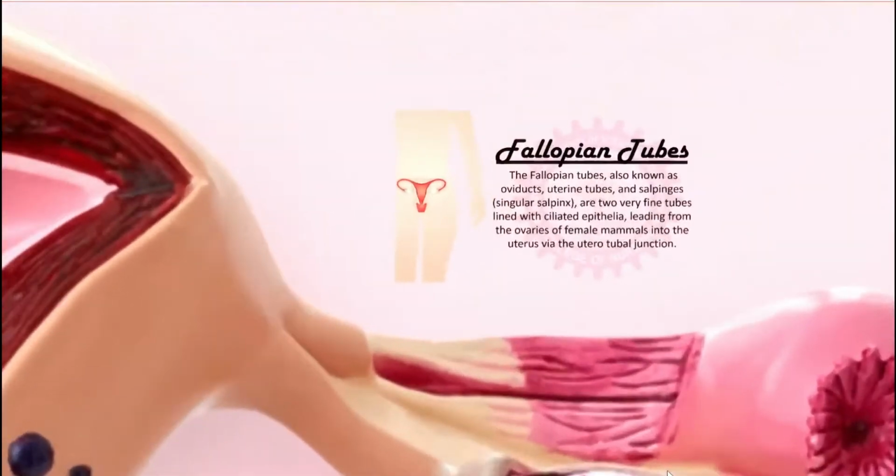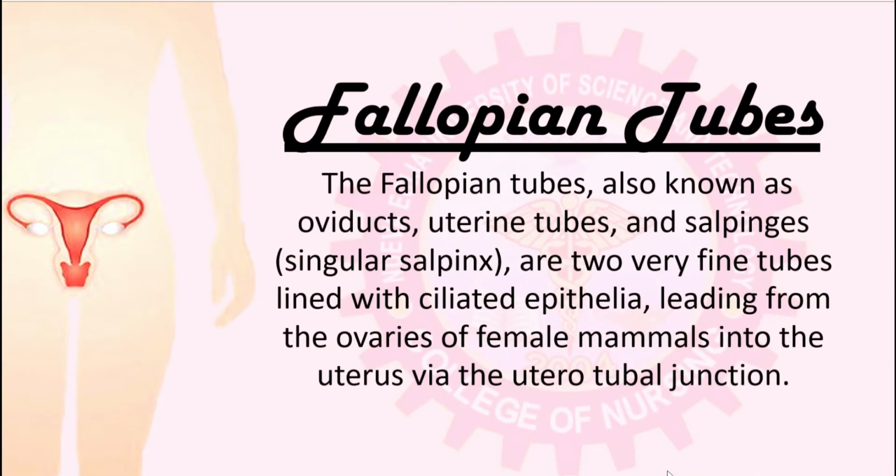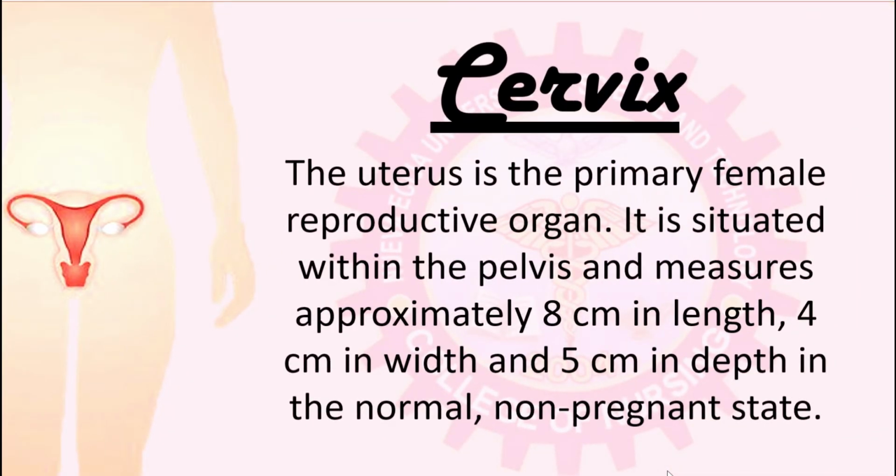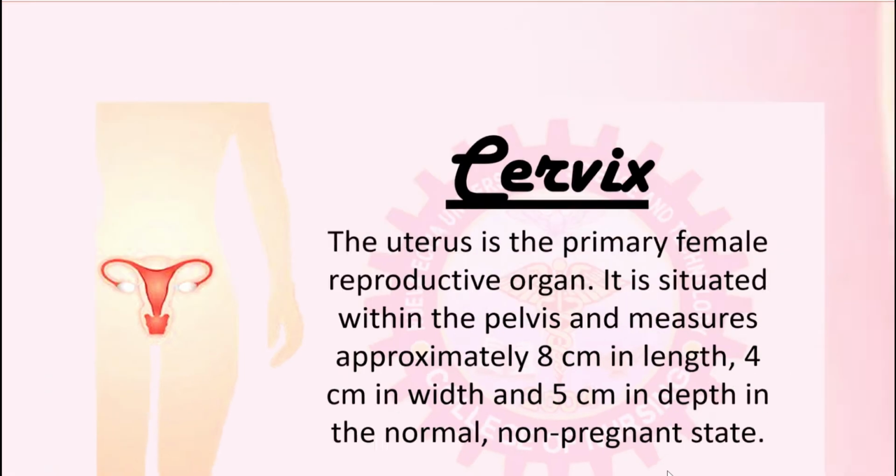Fallopian tube. The fallopian tubes, also known as oviducts or uterine tubes, salpinx, and singular salpinx, are 2 very fine tubes lined with ciliated epithelia leading from the ovaries of female mammals into the uterus via the uterotubal junction. And the cervix. The uterus is the primary female reproductive organ. It is situated within the pelvis and measures approximately 8 cm in length, 4 cm in width, and 5 cm in depth in the normal and non-pregnant state.